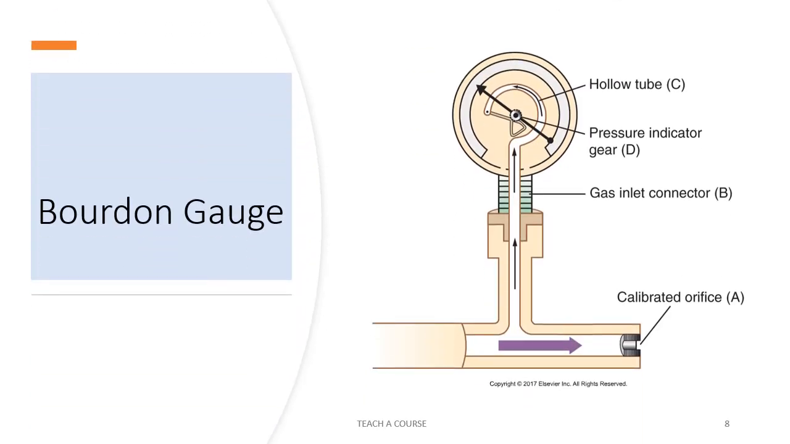Here's how a bourdon gauge works. There's a hollow tube inside, pressure at a calibrated orifice. Gas goes in the inlet connector, the pressure indicator gear reads the pressure, and the hollow tube adjusts as you adjust for flow.